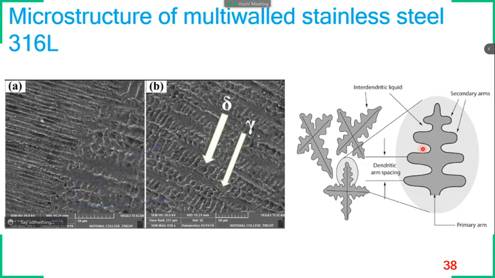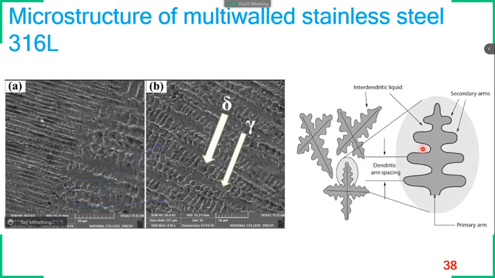So how can the secondary dendrite arms grow? If the metal takes more time to solidify, then the secondary dendrite arm spacing also will gradually increase, as more time is taken to solidify. Okay, the secondary dendrite arm spacing gradually increases, which will deteriorate the mechanical property.